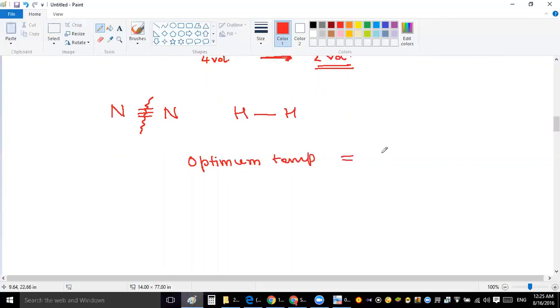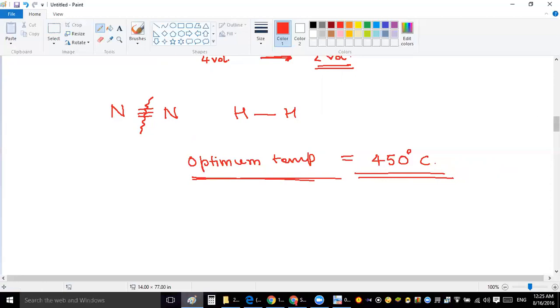This optimum temperature is about 450 degrees Celsius. It means in terms of industries, 450 degrees Celsius is not a very low temperature, and it's not a very high temperature either. This required temperature is called the optimum temperature. That is, it is a moderate temperature. You need to know this term. What is it called? It is the optimum temperature. Also, you need to know how much the temperature is, which is 450 degrees Celsius.